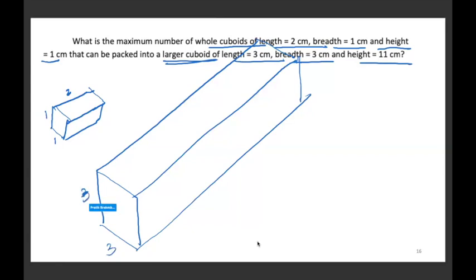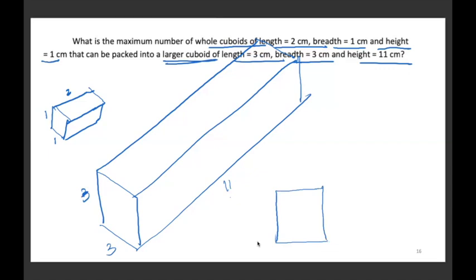3 and then 11. Now here in this case, how do we fit in? One option is you can directly divide the volume. So 99, which is the volume of the bigger cuboid, upon 2, which is the volume of the smaller cuboid. You can get the answer. It will come to 49.5, but you cannot have a 0.5 cuboid, which is not possible. So that's why the accepted answer will be 49. Further, if you still want to cross-check how 49 will be accommodated, you can make a cross-section like this. You can understand how the cuboids will be organized.